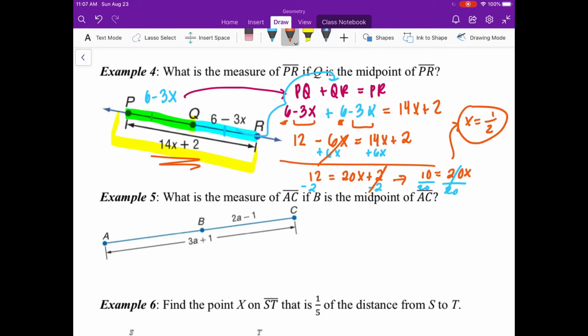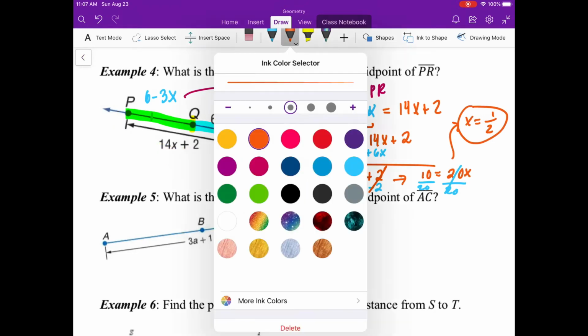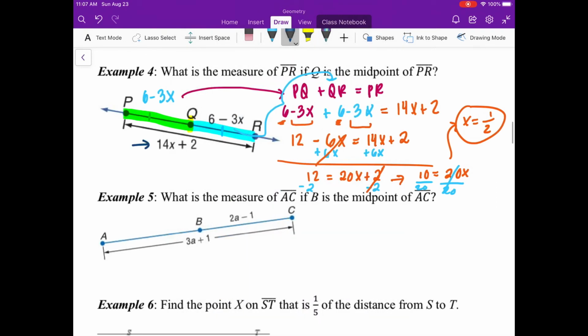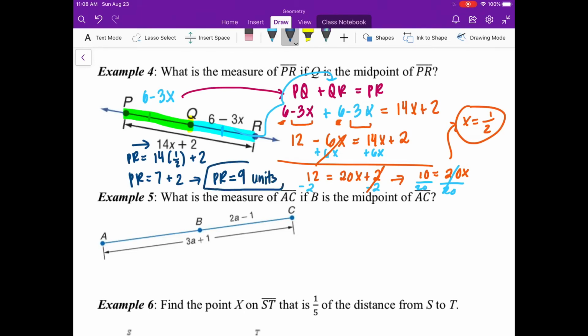So that is just the first part of this problem. We still haven't answered it fully. So the question is asking us, what is the measure of PR? So now that we found x, we're going to come back here and we're going to substitute 1/2 into the equation for PR. So we have PR is equal to 14 times 1/2, because we just figured that out, plus 2. So half of 14 is 7. Now we're going to add 2. So our final answer for PR is going to be 9 units. And that is the answer we want. So we had to start by finding x, and we substituted x into PR.